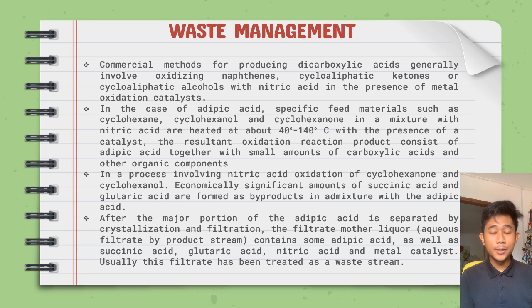So in the process involving nitric acid oxidation of cyclohexanone and cyclohexanol, economically significant amounts of succinic acid and glutaric acid are formed as byproducts in a mixture with adipic acid. After the major portion of the adipic acid is separated by filtration and crystallization, the aqueous filtrate byproduct stream contains some adipic acid together with succinic acid, glutaric acid, nitric acid, and a catalyst. Hence, usually these filtrates are treated as a waste stream.